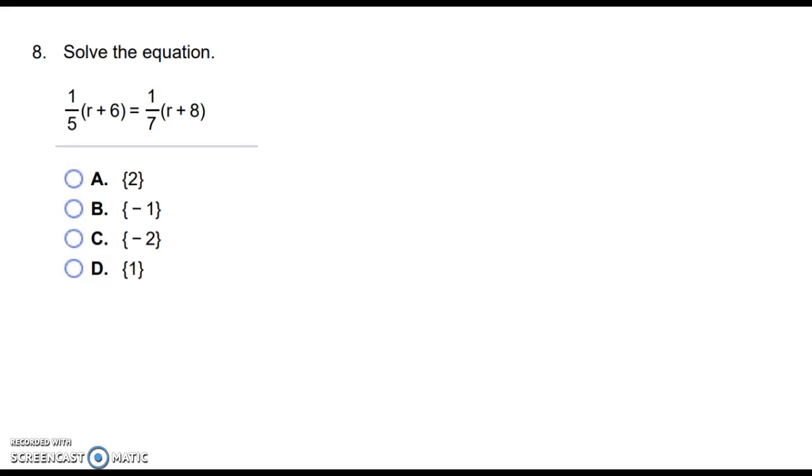Alright, when you have fractions, the first thing you want to do is put any variable expression on the top of the fraction. So the r plus 6 is going to multiply with the 1, which is still just r plus 6, so we're going to put that over the 5. Then equals, again, the r plus 8 will multiply with the 1, and you'll just have r plus 8.